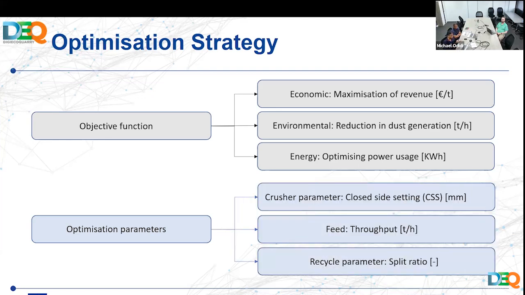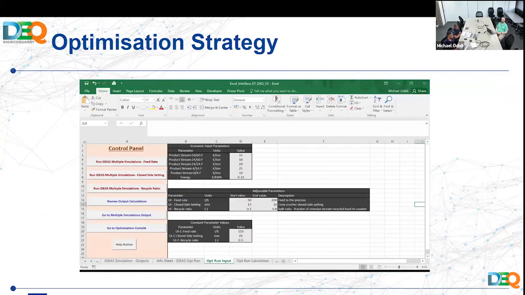You then have your optimization parameters. In this case, we chose three different parameters that we thought were of primary interest. We obviously have the option to add more, but for now we chose the closed side setting of the crusher, the CSS. We also chose the feed throughput, meaning the amount of material that is fed to the crusher. And in the case of the actual flow sheet, we were also looking at the recycle parameter. So what happens with the recycling ratio? If you were to recycle your oversized material back to the crusher, how does that actually affect some of your objective functions?